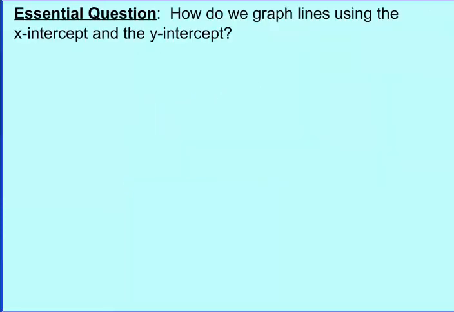Okay, be sure that at the end of your notes, you write the answer to this question. How do we graph lines using the x-intercept and the y-intercept? So you can list them as steps. First we do this, then we do that, until you're completely finished. Or you can write it in paragraph format, answering this question and going through the process as if you're explaining to someone else how you would graph using x-intercepts and y-intercepts. And we'll do some practice in class.